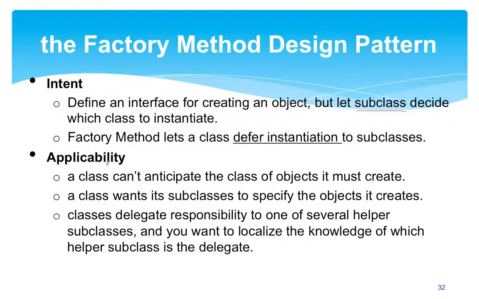So applicability: a class cannot anticipate the type of object it must create. The class wants its subclasses to specify the objects it creates. So classes delegate responsibility to one of several helper subclasses, and you want to localize the knowledge of which helper class is the delegate.